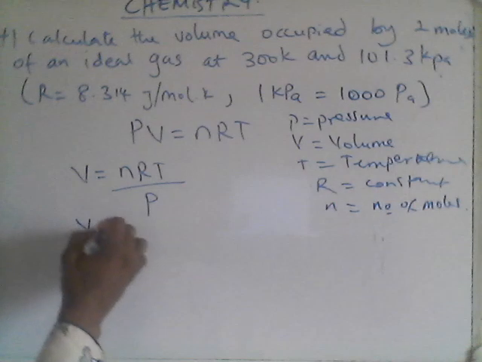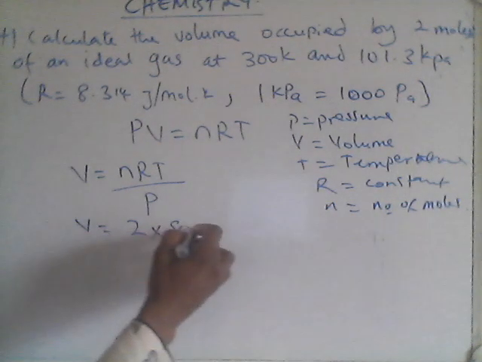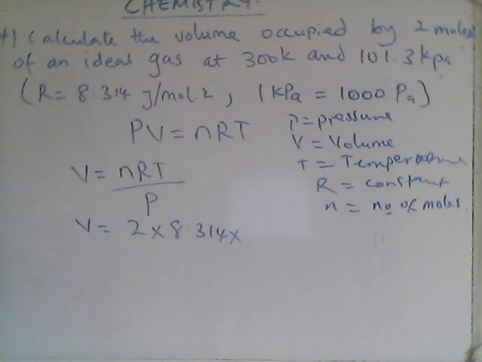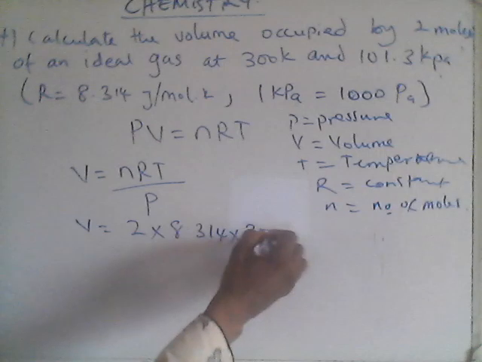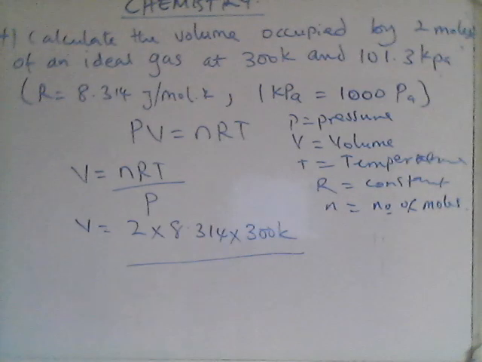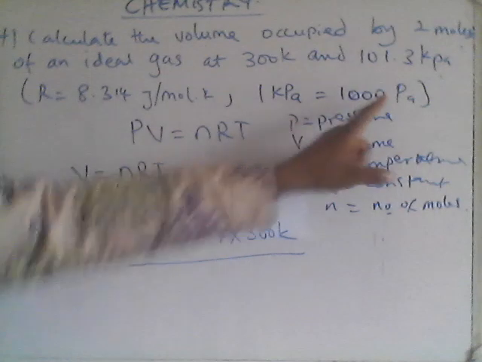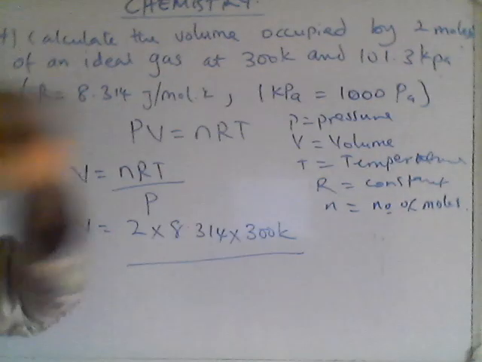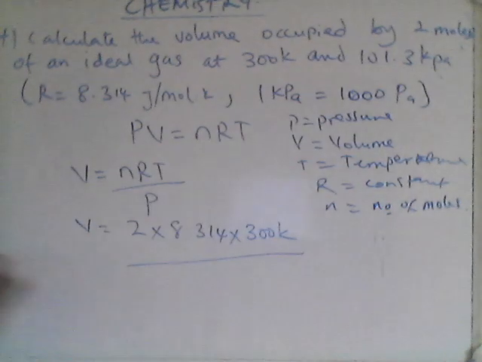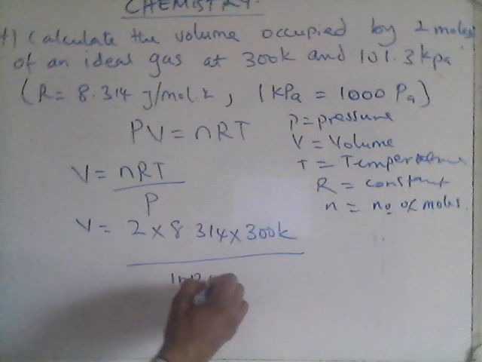So I will say V is equal to n, which is 2 moles, R is given as 8.314, times temperature. Temperature is given as 300 Kelvin. Then the pressure, we have to convert. The pressure is given in kilopascals, so we'll convert that pressure to pascals. I just multiply this by this, because 1 kilopascal makes 1000 pascal. So it is actually 101.3 times 1000.